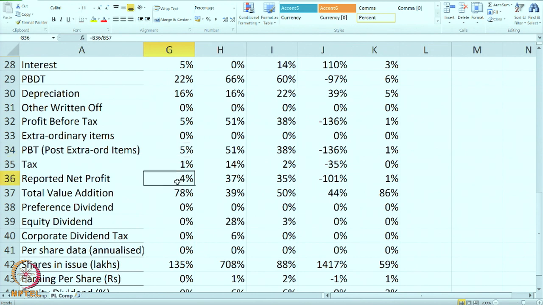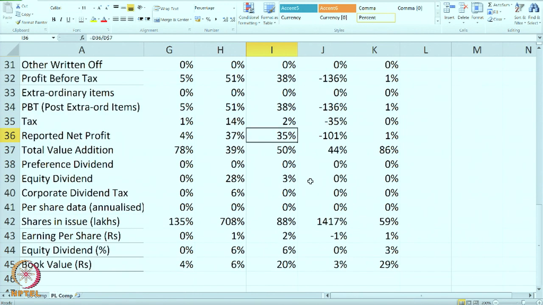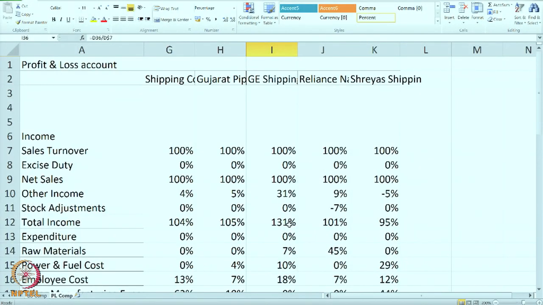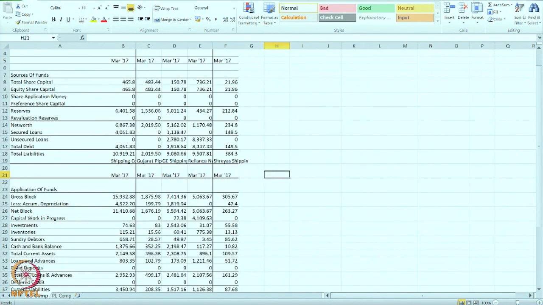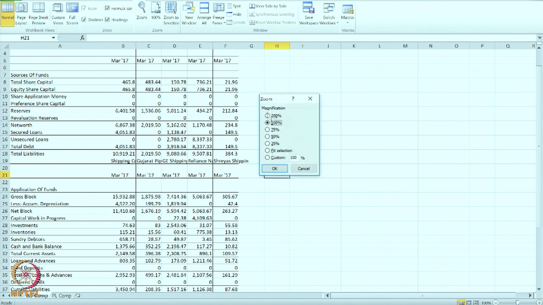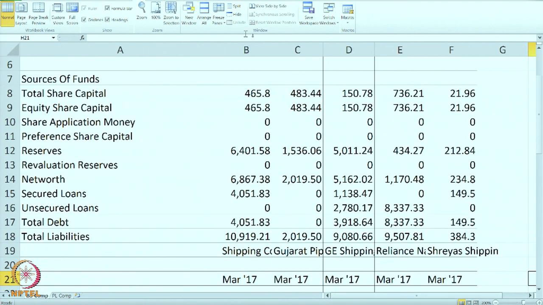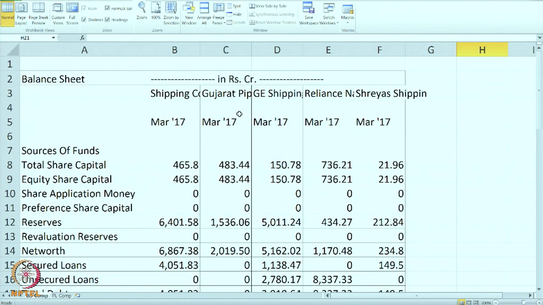Profit after tax, again the two companies Gujarat Pipavav and GE Shipping are showing very good profitability, and the calculation has been done right up to PE ratio and book value. Is it clear? This is how a comparative statement helps us to compare the balance sheets and P&L. We will also do it for the balance sheet. See, different companies have different ways of financing that can be compared and understood from a balance sheet analysis.